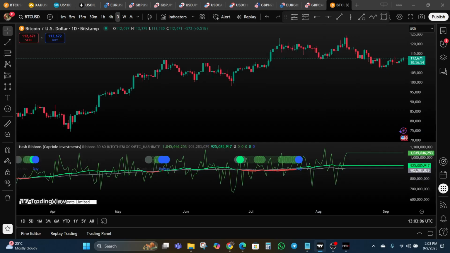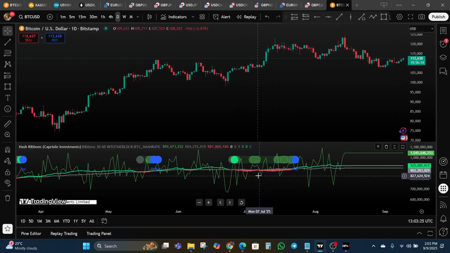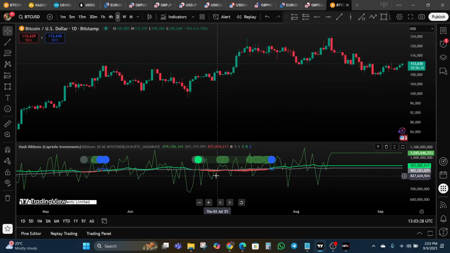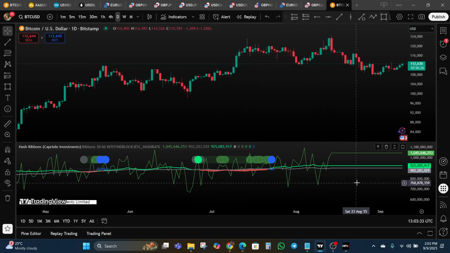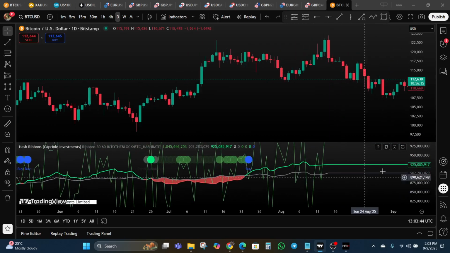So how do you read the signals? Reading the indicator is simple. Look for periods where the ribbons converge during capitulation, and then separate during recovery. The separation signals that miners are returning and network stability is improving.